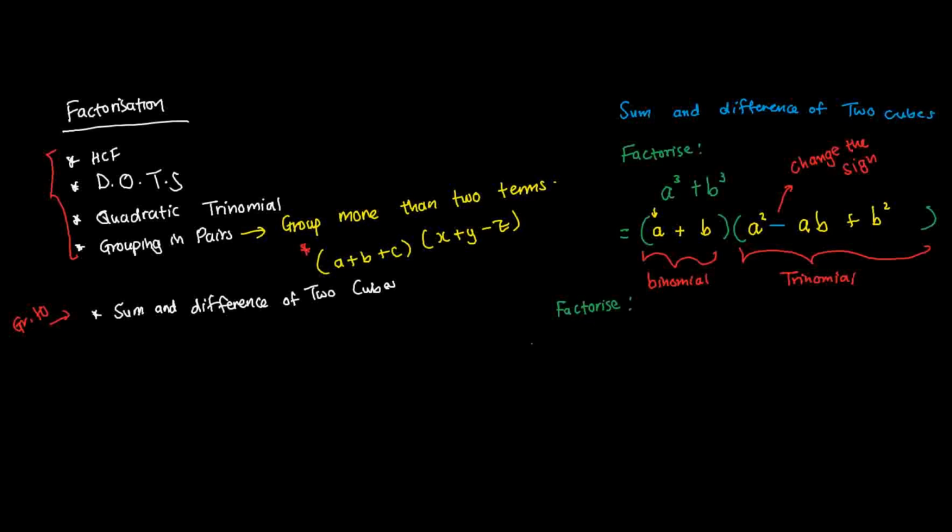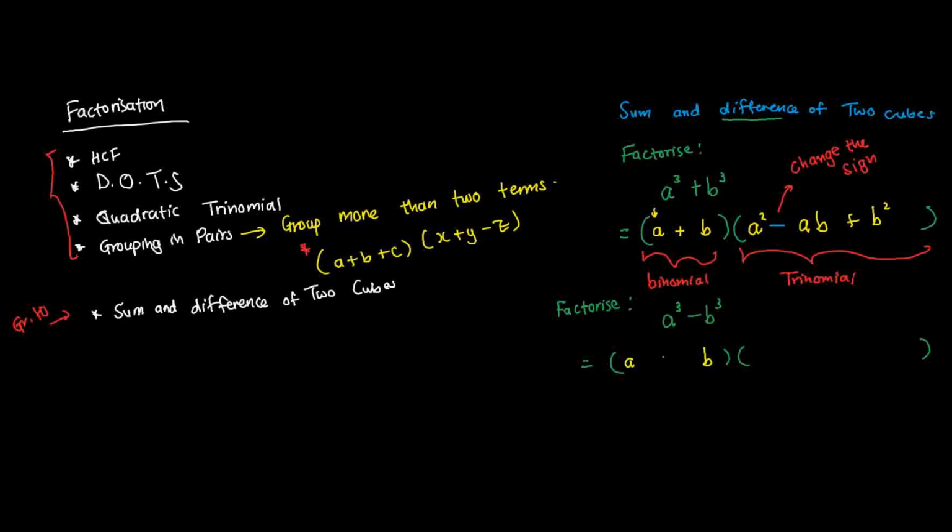But let's say I ask you to factorize a cubed minus b cubed. So now this is the difference of two cubes. Again, the same procedure applies. I have a binomial multiplied to a trinomial. To get the first term, the cube root of a cubed is a, the cube root of b cubed is b.